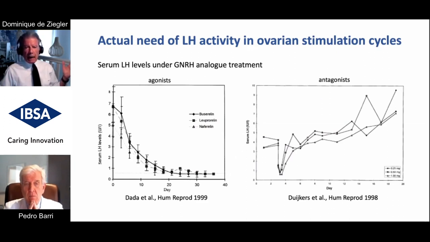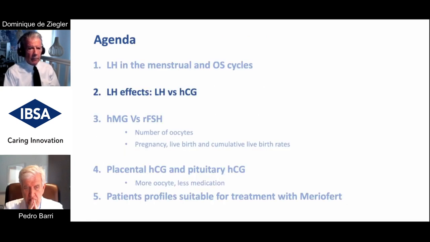GnRH analogs, antagonist and agonist. Agonists decrease serum LH profoundly, and it doesn't matter which agonist you use. As for the antagonist, this is the diagram of a single injection of antagonist at different doses. It doesn't really matter; this is cetrotide, 0.25 and higher doses. You see that there's a profound decrease in LH in the antagonist protocol as well. This is, again, single injection data.